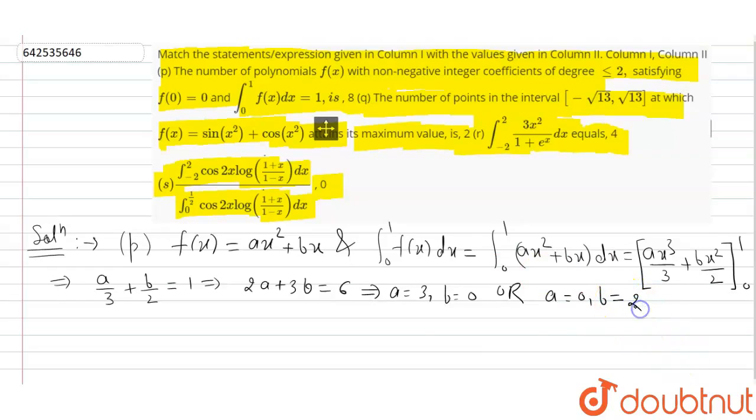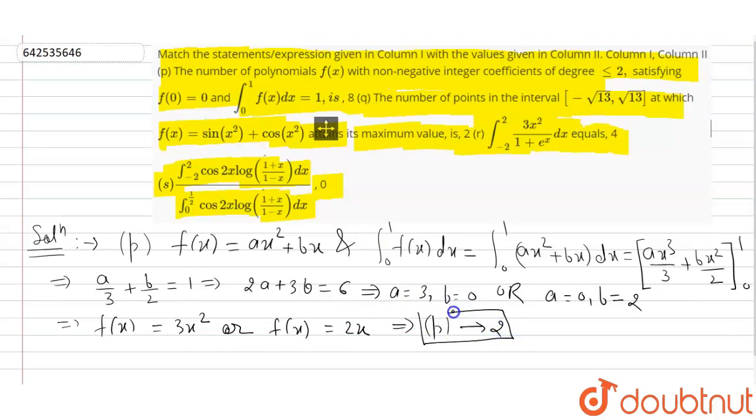So either f(x) would be equal to 3x square, or f(x) would be equal to 2x. Two polynomials are possible satisfying the given condition. So for P we will have two values. So here comes the answer for the first statement in column 1, that is P. So we'll match P with 2. That is our first answer.